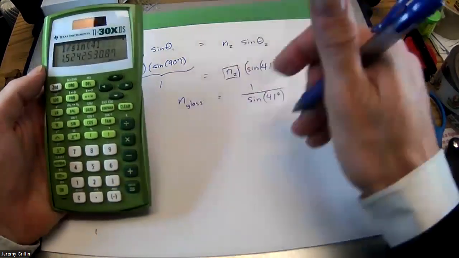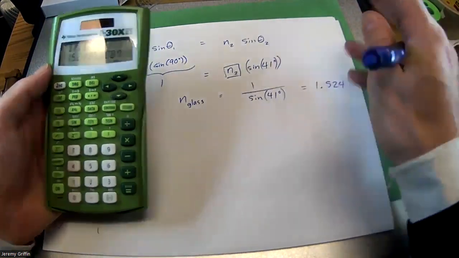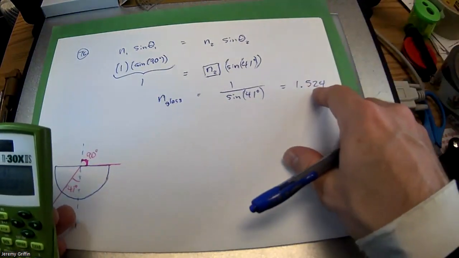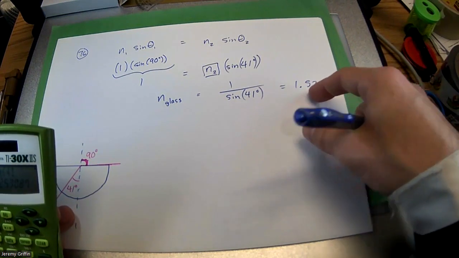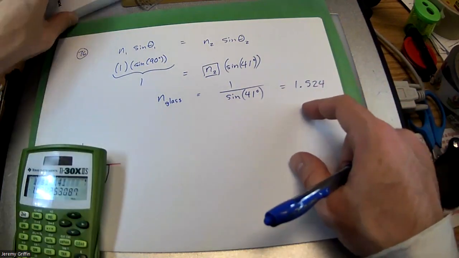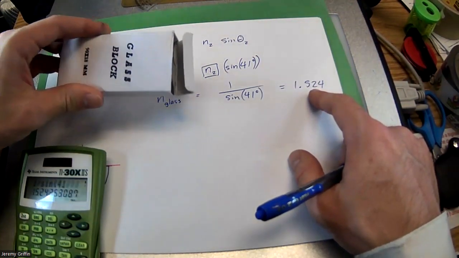Remember sine 41, I'm looking at 1.524. I'm saving a few extra digits. That's probably crazy precision, but that's part 1 of 2, so I'm going to save some digits. That's pretty consistent with known values for extra refraction glass, and also what we found ourselves with Snell's law. I think we got numbers that were pretty close to that for this glass block.